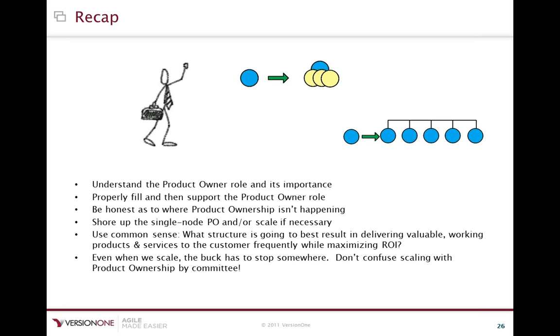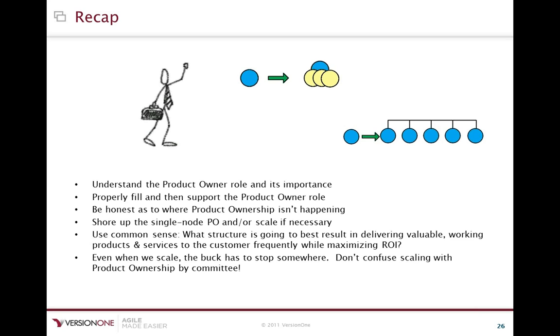So finally, to recap, I just wanted to make sure that we understand the product owner role and why it's important. If we're having issues in that area, sit back and think: do we have the right people there, and are we supporting it? If we're going to have a product owner role, are we situated such that the folks have the bandwidth to do that? Then be honest where it's not happening, and make adjustments as necessary.